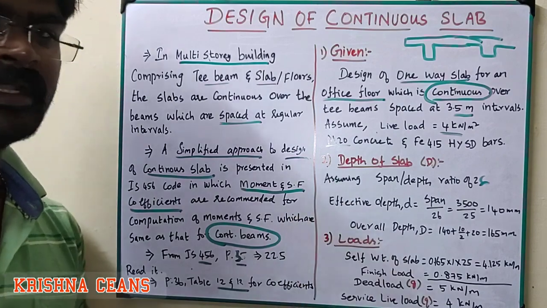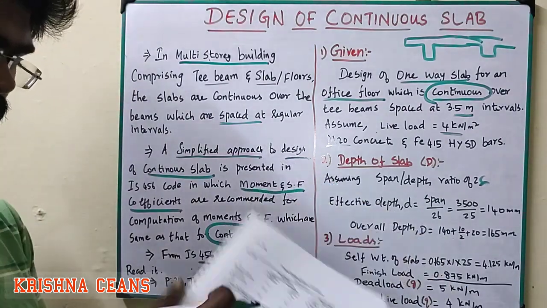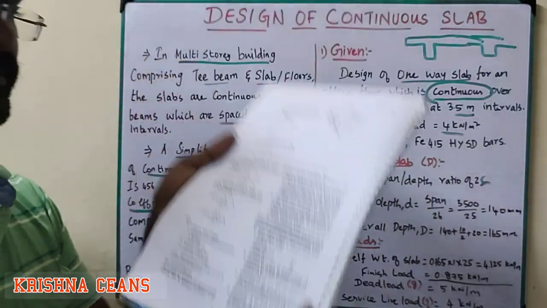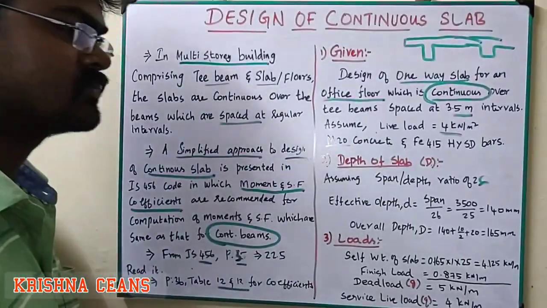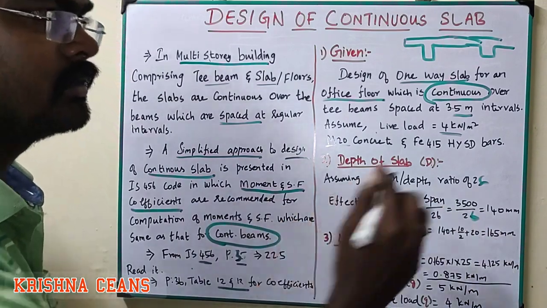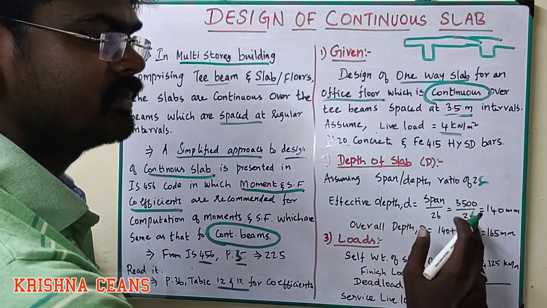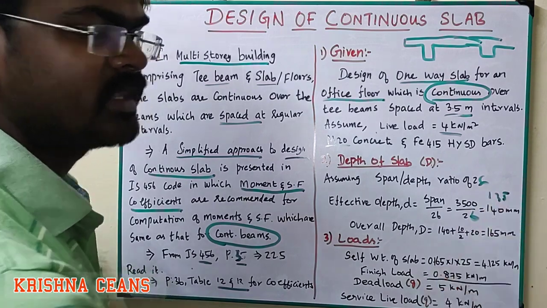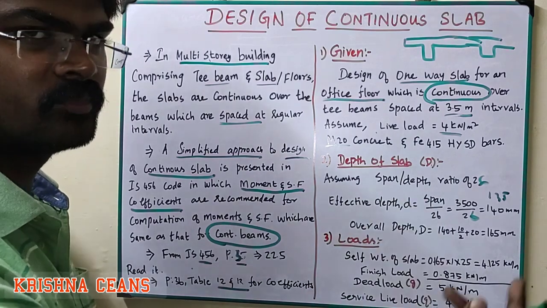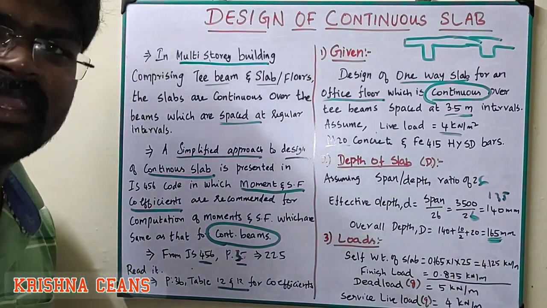Assuming span by depth, since it is a one-way slab, as provided in IS 456 page number 37, we already discussed for the continuous slab we will assume 26. We will take it from IS 456. So span by 26: here the length is 3.5 meters, so 3500 divided by 26 gives 135 mm. So we will assume 140 mm. The overall depth is 140 plus, assuming a 10 mm dia bar, 10 by 2, plus 20 cover. So overall depth is 165 mm.